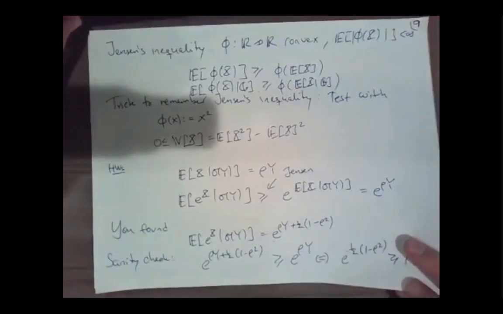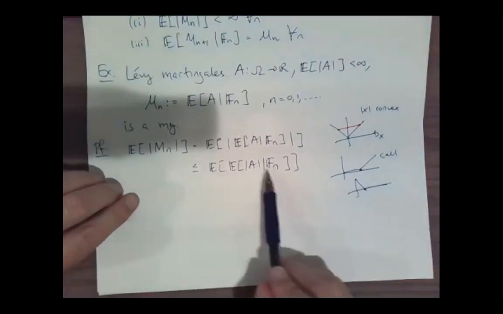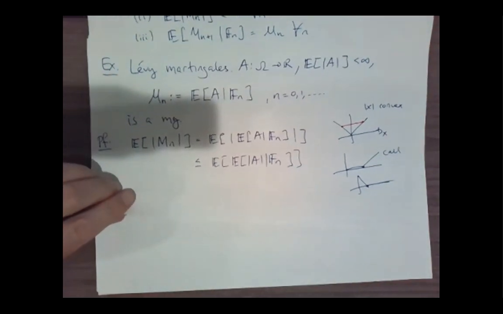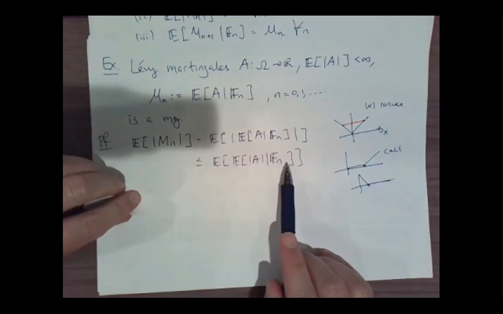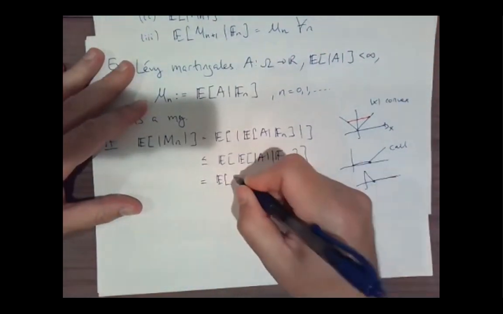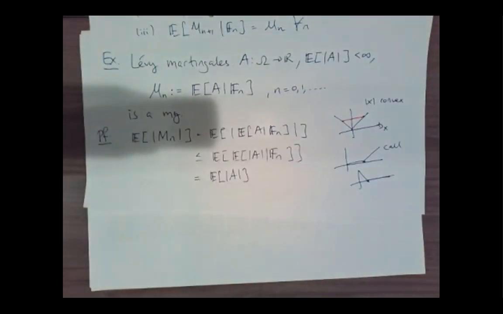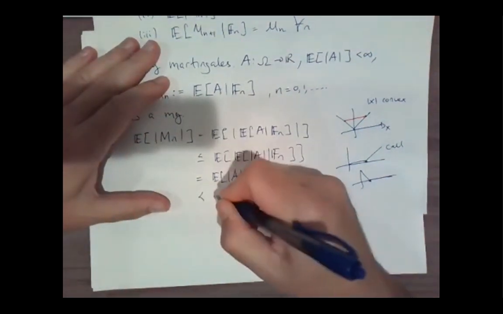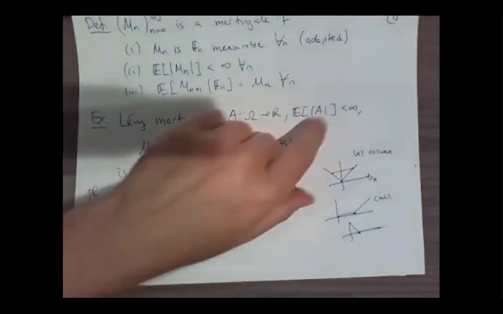So what I'm using now is in that last step here. In that last step, I'm pulling the absolute value inside the conditional expectation. I get something that's bigger. And then the final step is again to use the expectation of the conditional expectation. It's just the unconditional expectation of A, right? This is the unbiasedness of the conditional expectation that we talked about today, and we also talked about last time. And this is finite. That's finite by assumption.